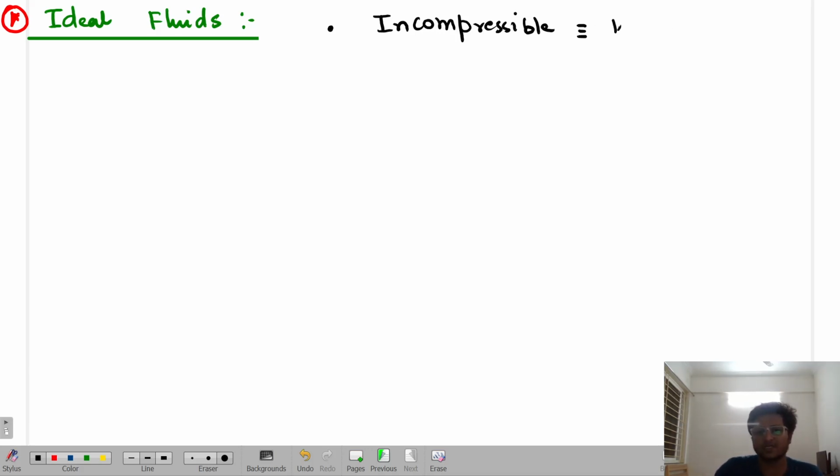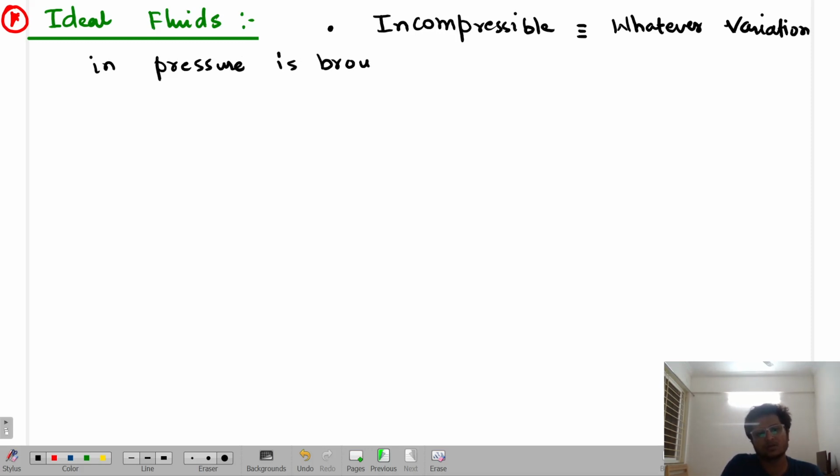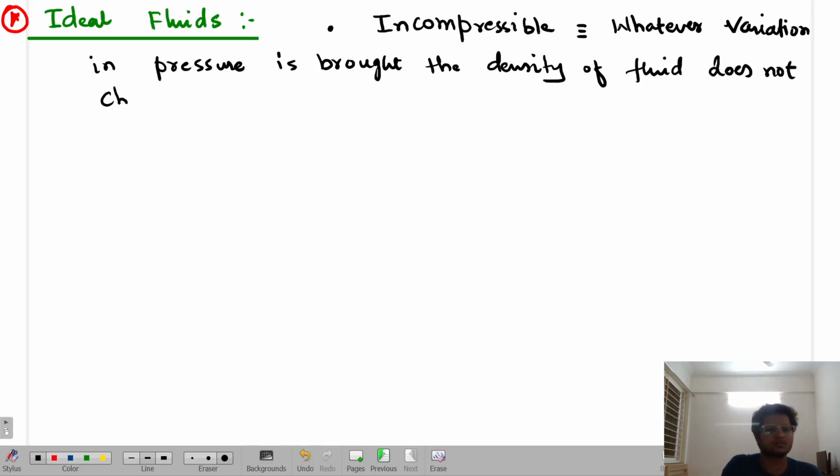Whatever variation in pressure is brought, the shape of fluid does not change. Sorry, the density of fluid does not change. The density of fluid does not change. Are you able to get me or not? Is that clear?